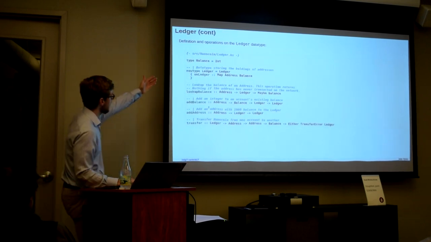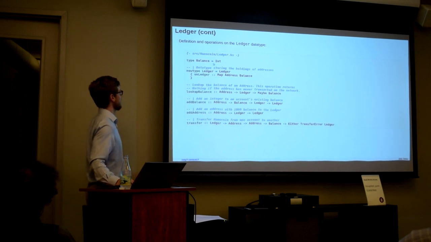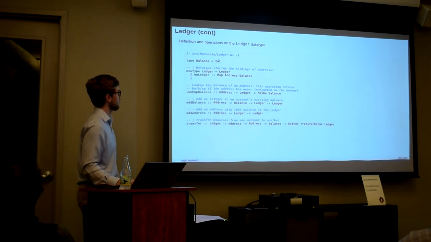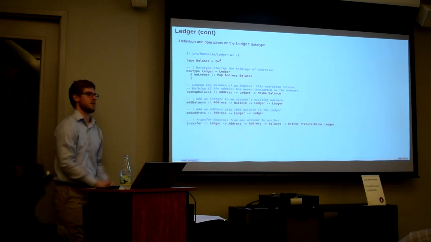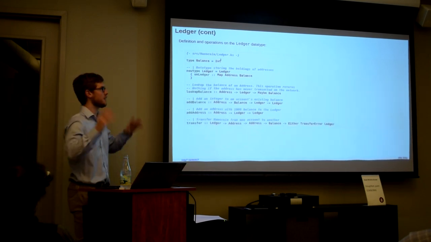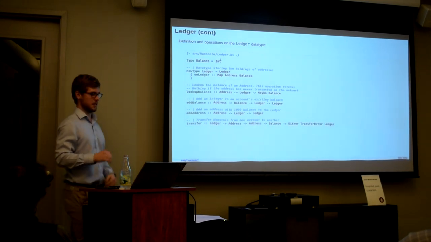This is our ledger data type. As you can see, a map of addresses to balances, where balances is an integer. Yes, this could overflow. You could have a million nodes. I'll transfer 1,000 nanocoin to a billion nodes. I don't know, some arbitrary number, you could overflow this. It's not secure. Don't use it for your next ICO. This is my code.